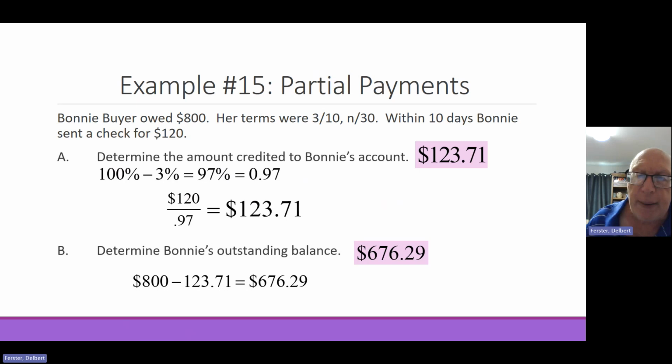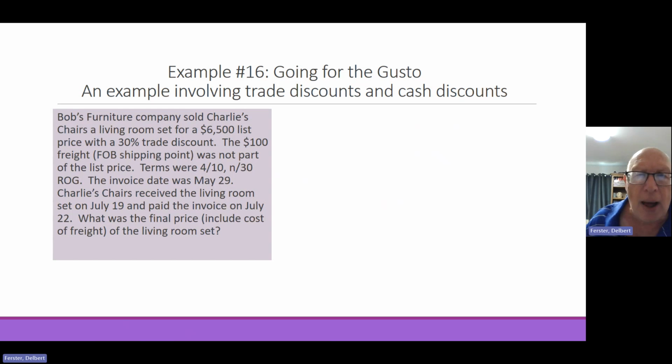Okay, partial payment brings in the complement idea. Take the payment amount divided by the complement, which in effect finds out how much of your bill gets reduced by that partial payment, provided you made it within that discount window. In this case, the first 10 days. All right, this next one is going to wrap it all up.